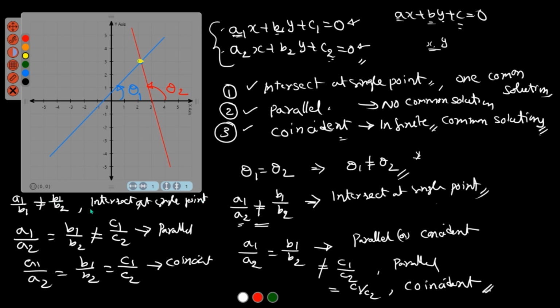So how many common solutions does it have? It has one common solution. Parallel means no solution at all. Coincident means it has infinite solutions. Remember these three terms for the equations. This will be important.